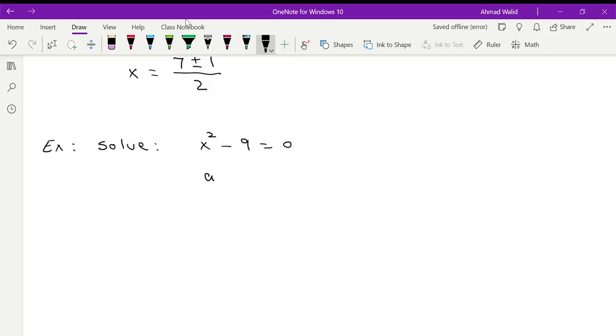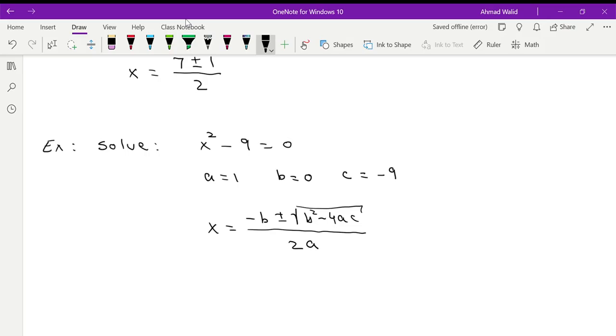Correct? How much is A? A is 1. How much is B? Do we see a B? B was the coefficient of x. We don't have x, so it means B is equal to 0. How much is C? C is negative 9. Formula, x equals negative B plus minus square root of B squared minus 4AC over 2A.